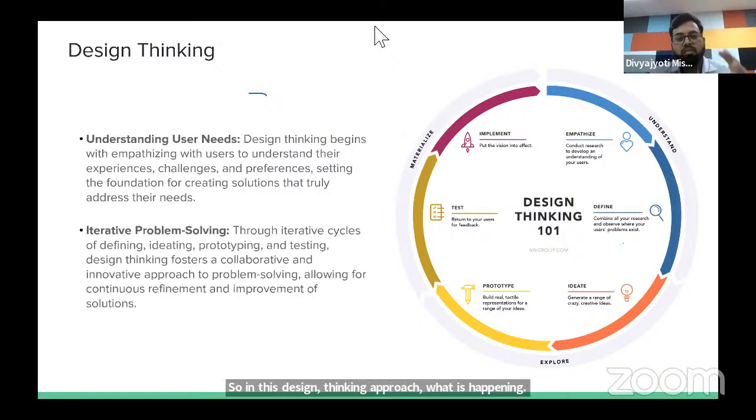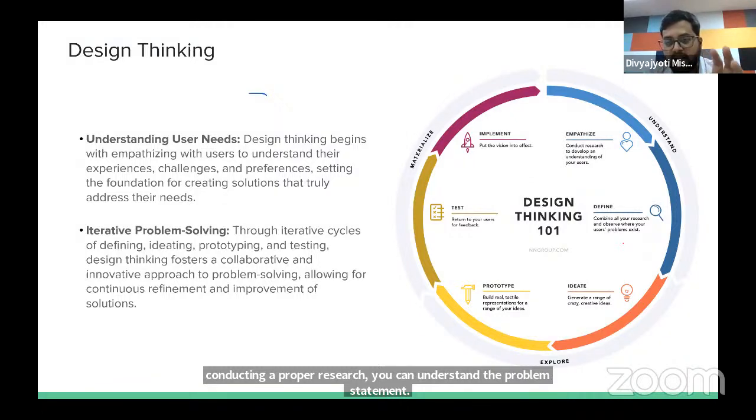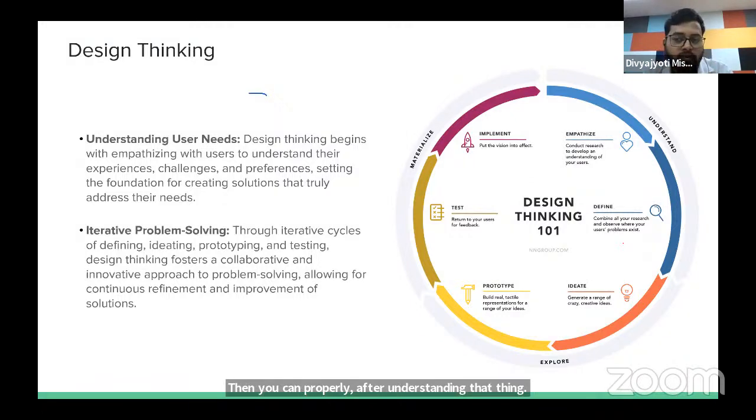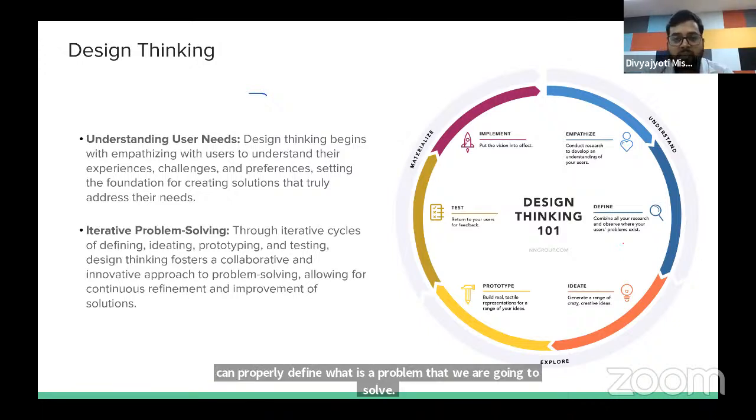We are solving a problem by empathizing with it. There is a proper step in solving any particular problem. If you use a design thinking approach, you can first understand the problem statement by empathizing with the person, or by conducting proper research. Then, after understanding that, you can properly define what problem we are going to solve, and then the ideation happens.